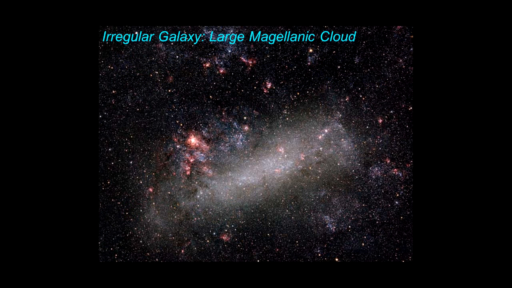Then we have the large Magellanic Cloud. Several billion stars, about 15,000 light years in extent, 180,000 light years distance. So it's a little closer than the small Magellanic Cloud, about 10 billion solar masses.